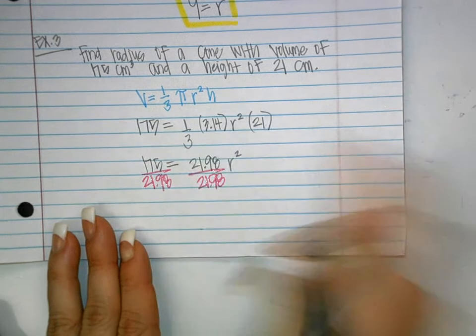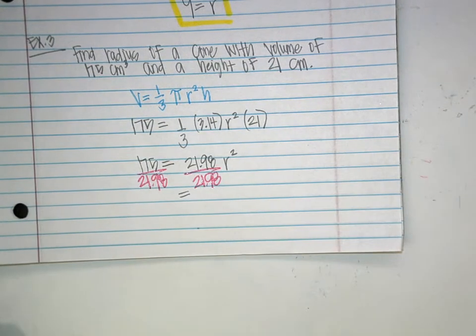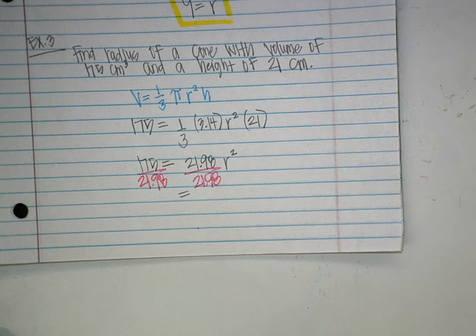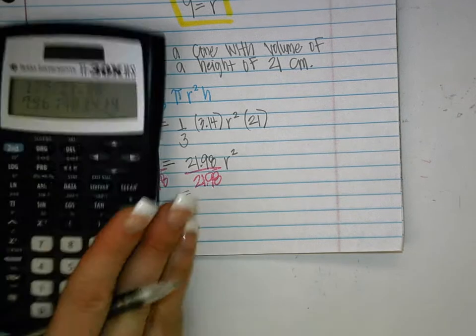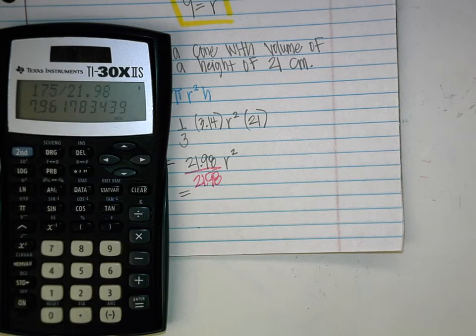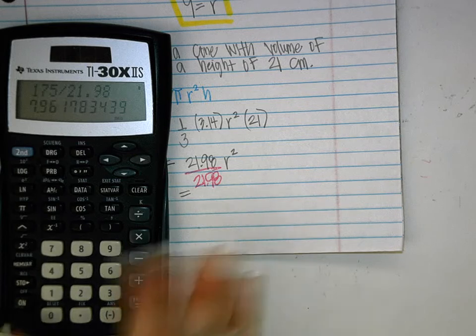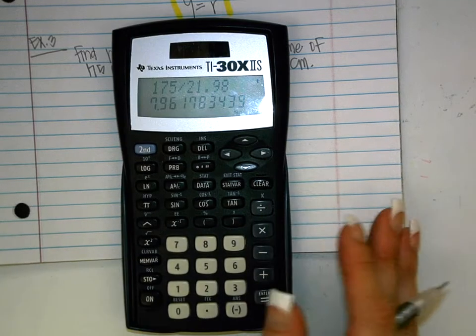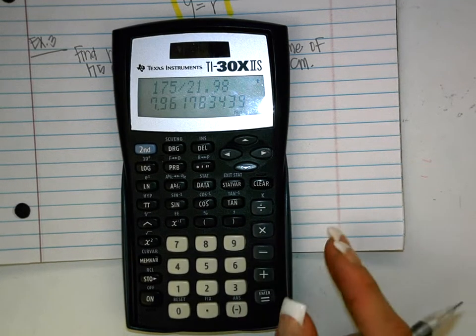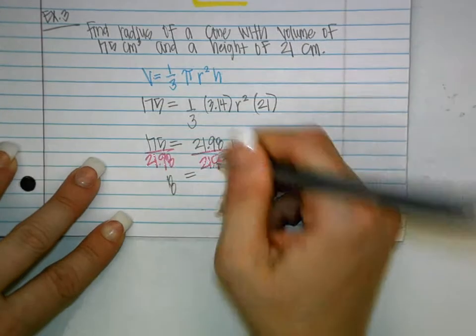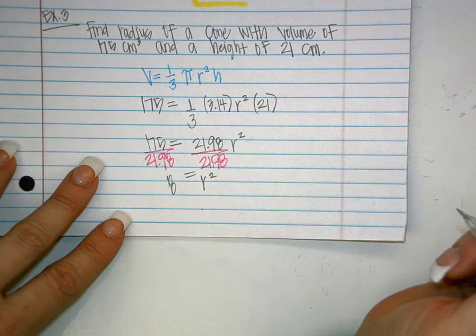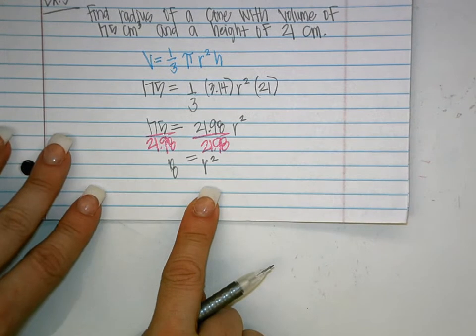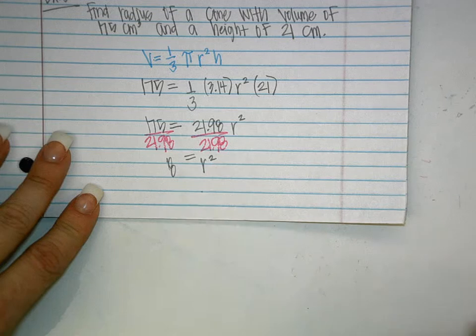If you divide that correctly, you're gonna get 175 divided by 21.98 is equal to, okay, this is what's gonna happen sometimes. What would you say that is? It's an 8. 7.96178, all this stuff. Should we just say that's 8? Okay. So 8 equals radius squared. Then what do you have to do? Square root this one because it has a 2. So you're gonna square root both sides.